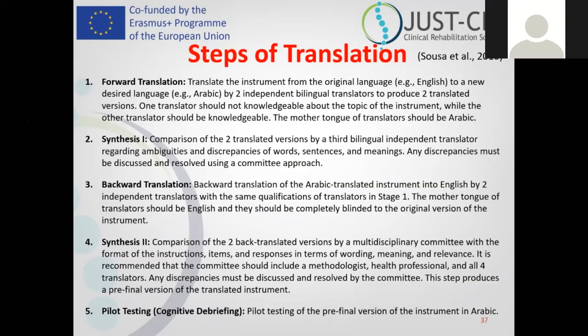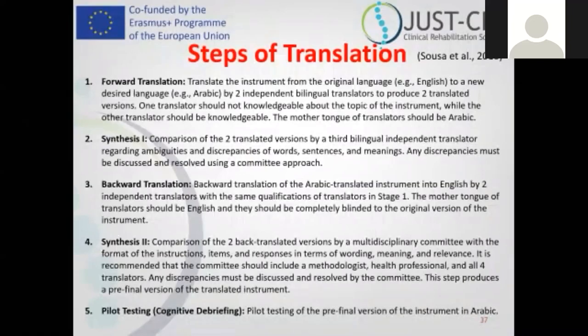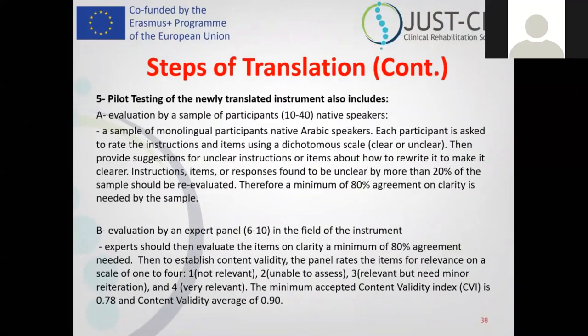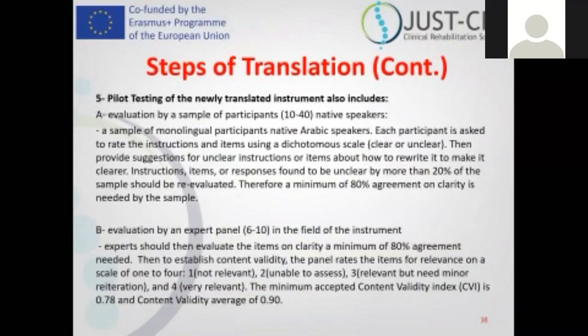The fifth and last step is to do pilot testing, or in other terms, cognitive debriefing about the translated instrument. So we have to test the translated version of the instrument, and this is done in 2 steps. First of all, evaluation by a sample of 10 to 40 participants who are native Arabic speakers. The sample should be participants who are monolingual, so they only speak the Arabic language, and each participant is asked to rate the items on a dichotomous scale, which means either 0 or 1, or clear or unclear.